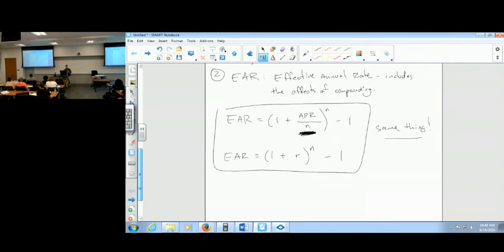All right, if you needed to rearrange this and solve for APR and play some algebra games, these are actually all on your formula sheet. But just rearranging the EAR formula and solving for APR, you end up with this.